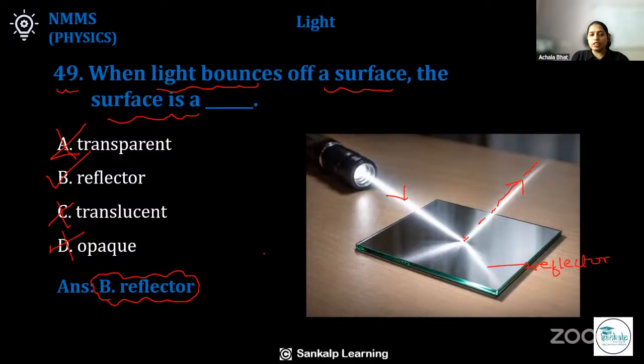Opaque means they do not allow light rays to pass through them. They are opaque, but they cannot be considered as reflector surface all the time. Therefore, the correct option is option B, reflector.